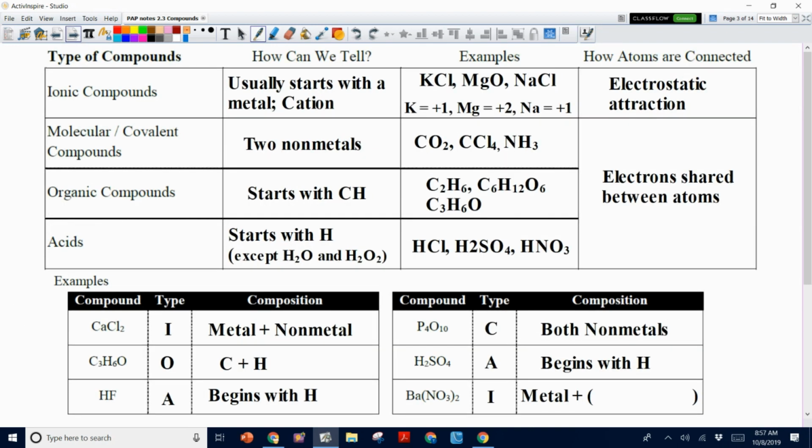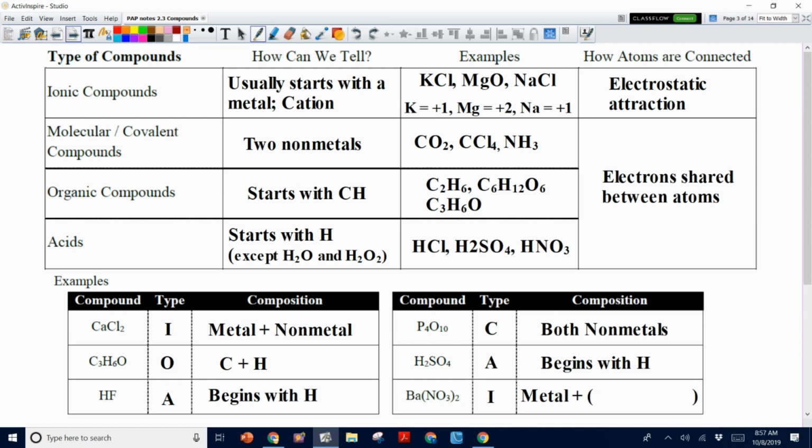All right, so go ahead and copy down these two charts, and then we'll talk about them. All right, so we have types of compounds. There's really four types of compounds that we're going to talk about: ionic compounds, molecular or covalent compounds, organic compounds, which are a division of covalent bonding compounds, and then acids, which are a subdivision of ionic compounds.